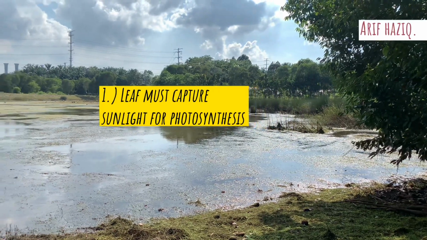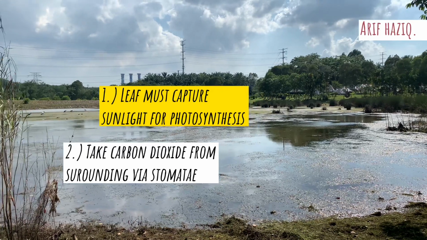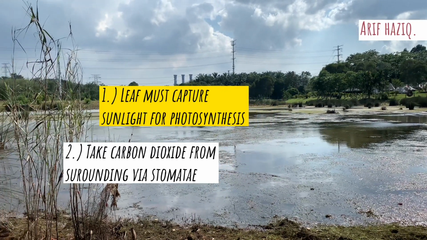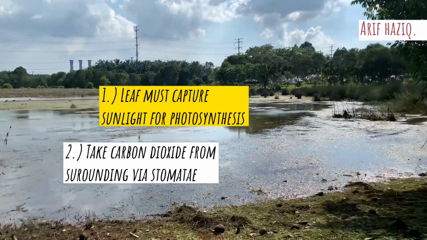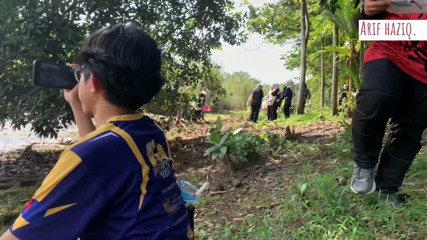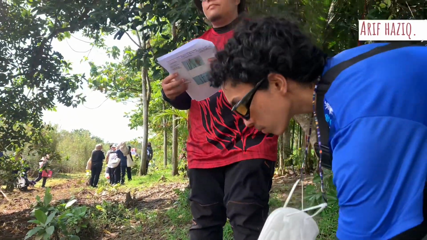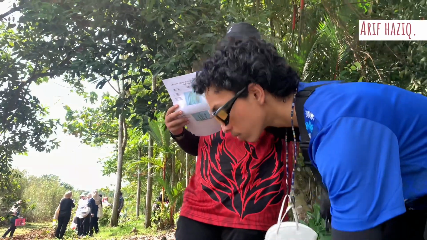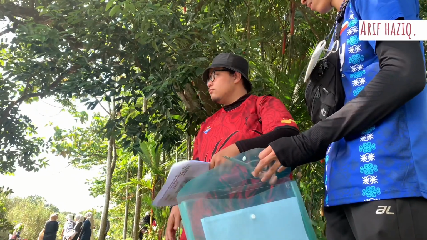Second, a leaf must take in carbon dioxide, which is through the stomata, which can open during the day and night. And that is all for the discussion. Why is it so different, even though it's from the same species of leaf?